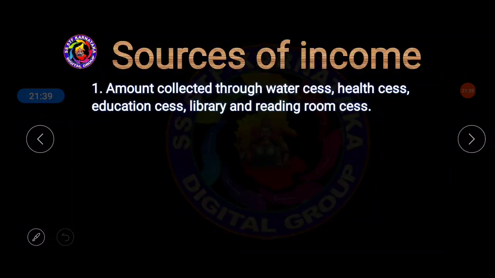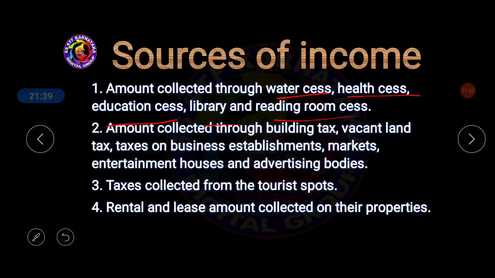Now, source of income. How is the income earned in the local government? The amount collected through water cess, meaning tax, health cess, education cess, library tax, reading tax. From these the income comes for the local self-government. And the amount collected through building tax, vacant land tax, tax on business establishments, markets, entertainment and advertising bodies. From these, tax is collected, and obviously that becomes a source of income for the local self-government.